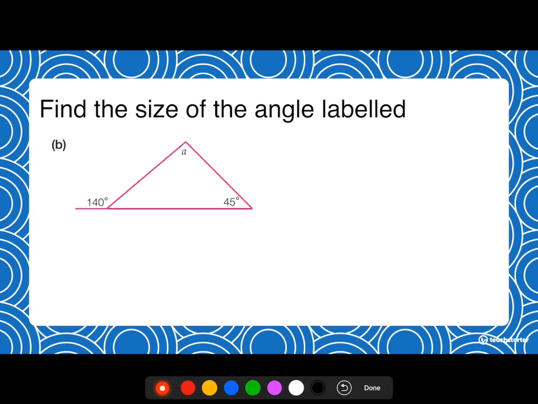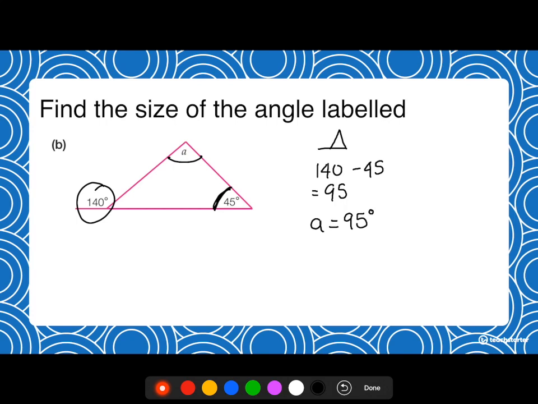Sometimes, however, we will be given the outside number. So what we can do there, symbol again, is this is the total. And this is how much we've used up on one angle. So take 45, 95 left. So this must equal 95. A equals 95 degrees.